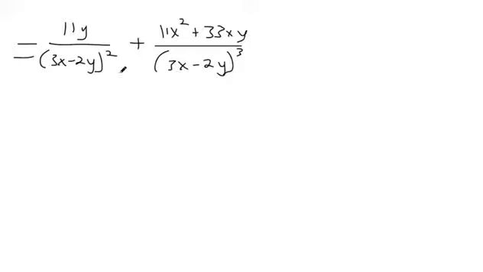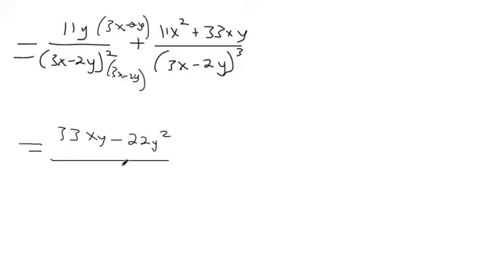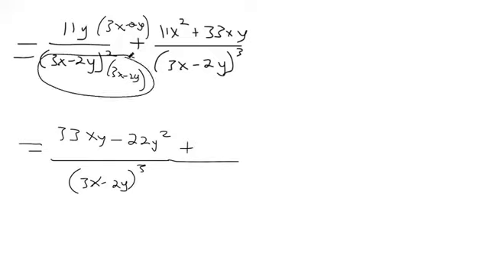So when you get common denominators by multiplying the top and the bottom by 3x minus 2y, on the top, if I distribute that 11y, that's 33xy minus 22y squared over 3x minus 2y squared. Oh, sorry, cubed now because we multiplied the bottom. And now they have common denominators, so we can just add the numerators. These denominators are the same, so we can add the two numerators.